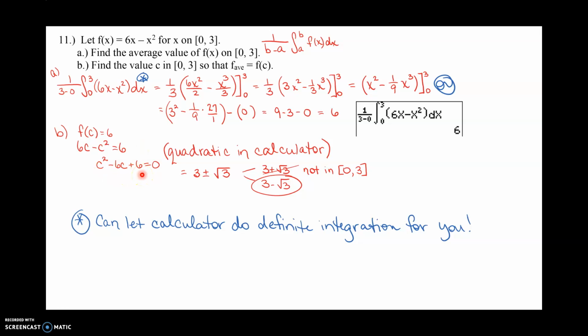Now that's a quadratic, so I can throw it in the quadratic in my calculator where a is equal to 1, b is equal to negative 6, and c is equal to positive 6. So when I do that, I get 3 plus or minus the square root of 3 from my calculator. 3 plus the square root of 3 is about 4.7. That's not in my interval. Whereas 3 minus the square root of 3 is in the interval between 0 and 3. So I want to give 3 minus the square root of 3 as my answer.